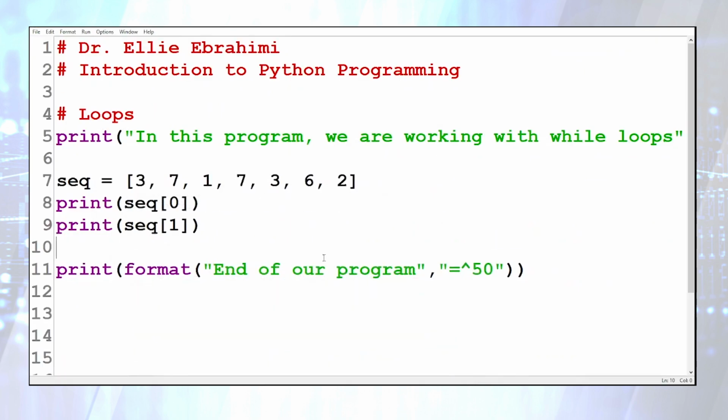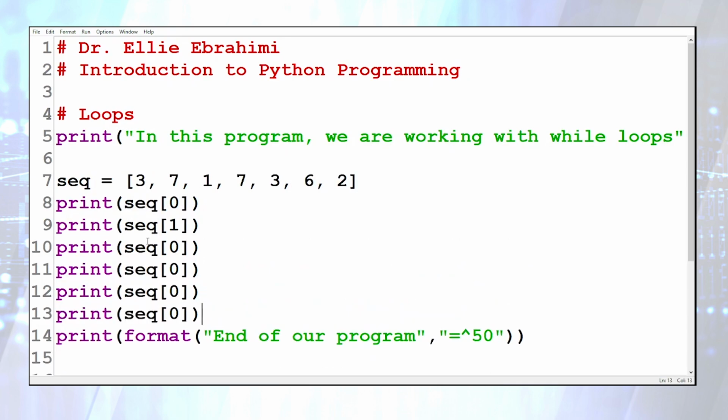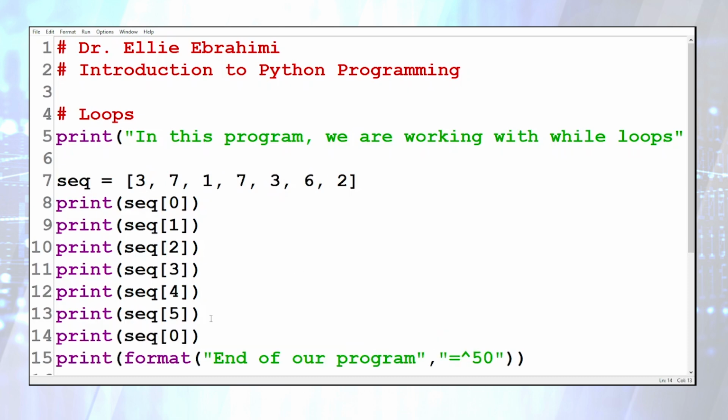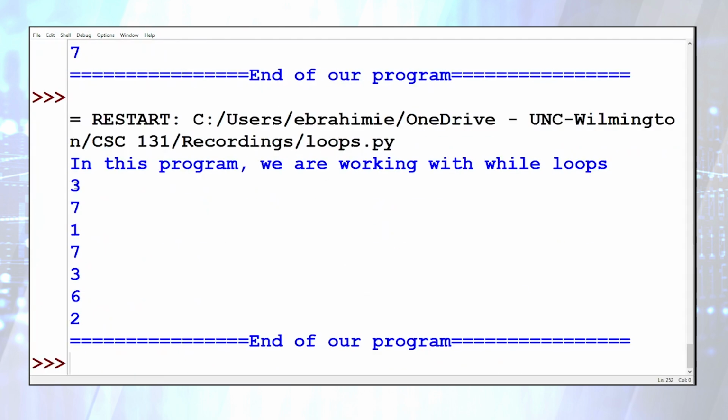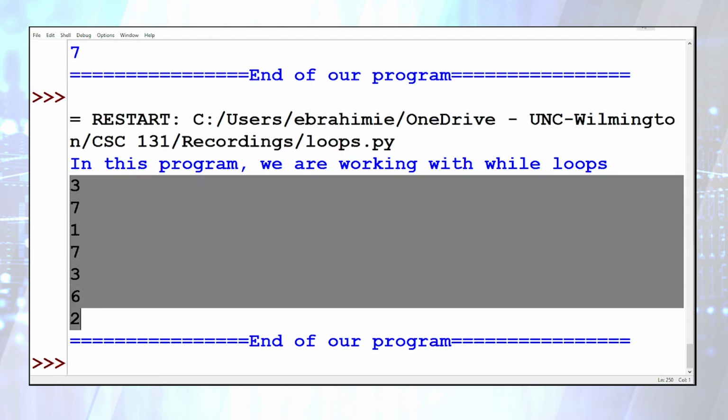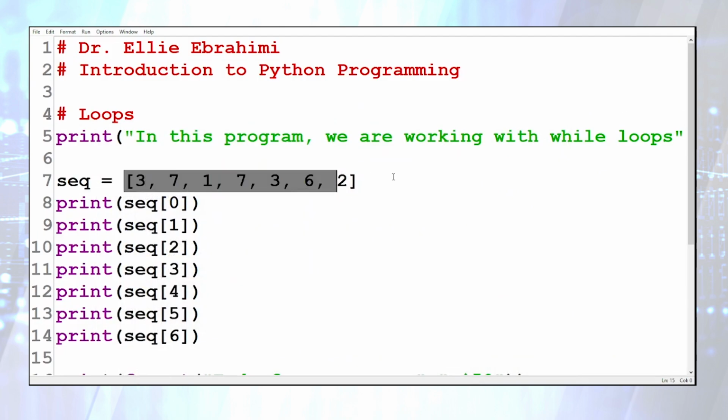And if I continue this one, I just put more. So this is index number 2, index number 3, index number 4, and then index number 5. So we have 0, 1, 2, 3, 4, 5, and then we have the 6th one. So I'm going to change that. It should give us all of the values in this list. So as you see, 3 all the way to the last value 2 that we have in our sequence.